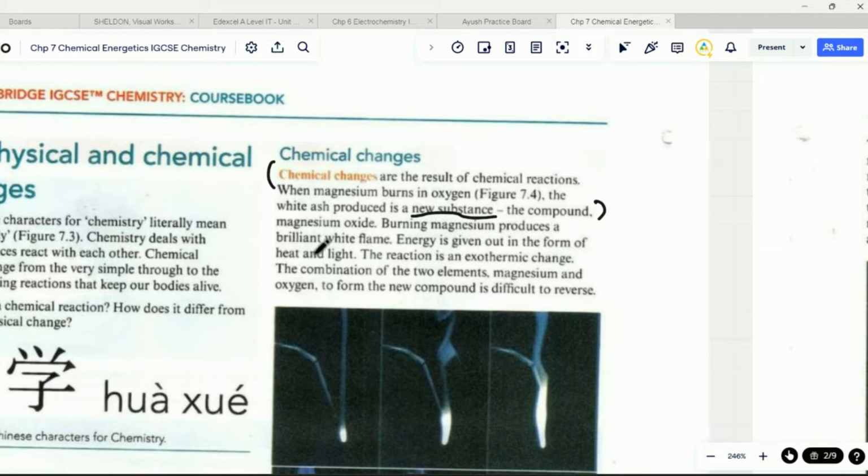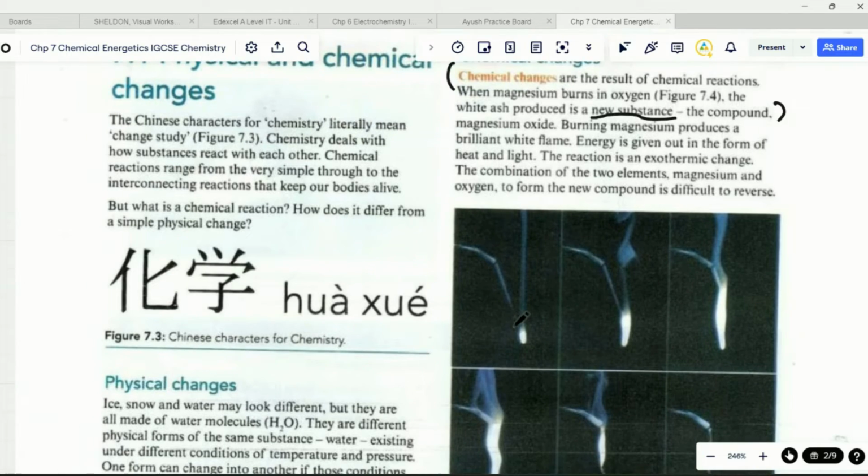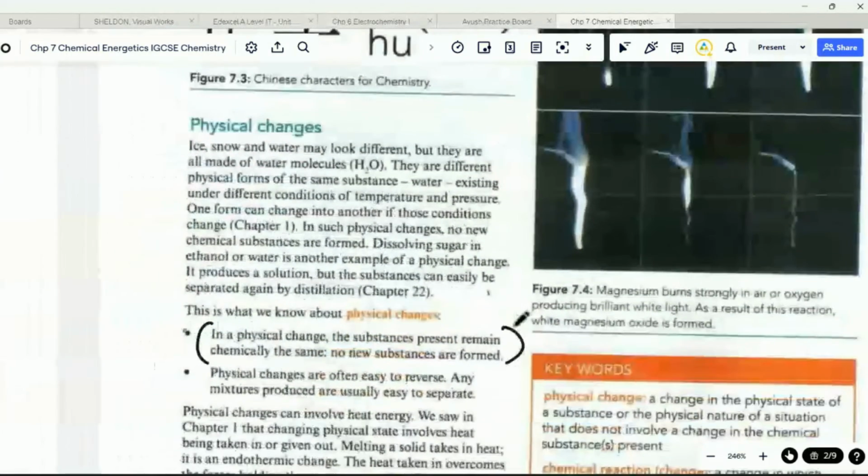Burning magnesium produces a brilliant white flame, and energy is given out. So we are getting a new substance. Therefore, chemical changes are what? Changes which create new substances. Whereas physical changes are the changes in which the substance remains chemically the same. No new substances are formed. Usually the state is changed.